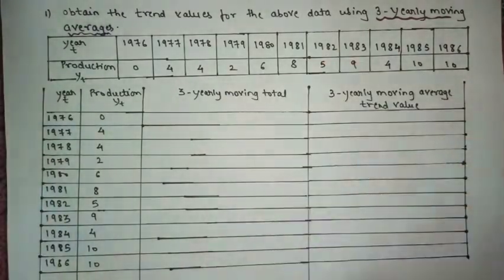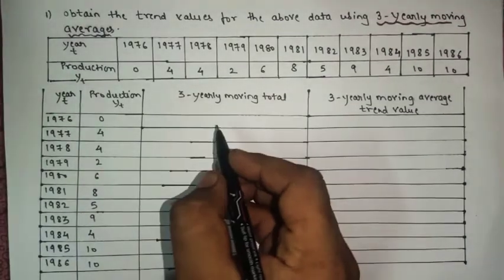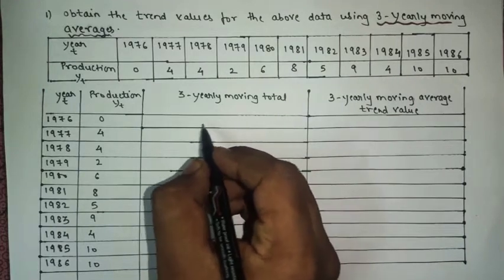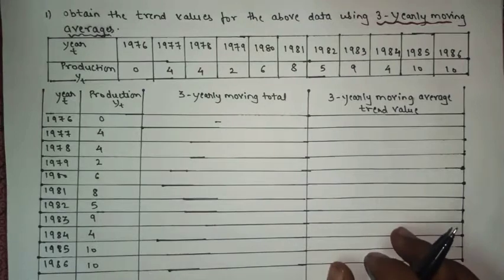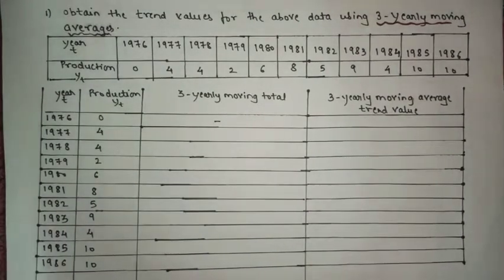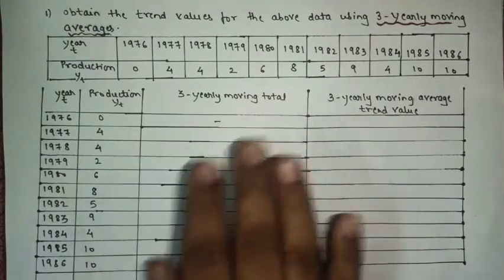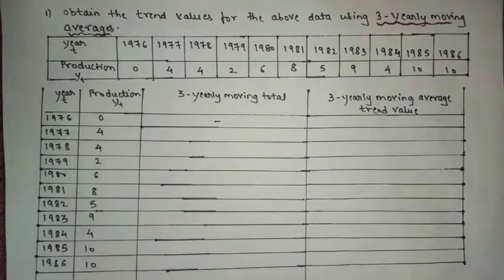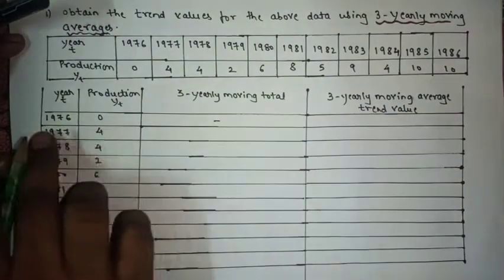Now we'll see how to find column number 3. As per the rule of this method, you will keep the first one blank. No need of writing anything, as it is the rule of 3 yearly moving average. You will keep the first box blank. Now for the second one, we'll see how to find the answer for the second row.